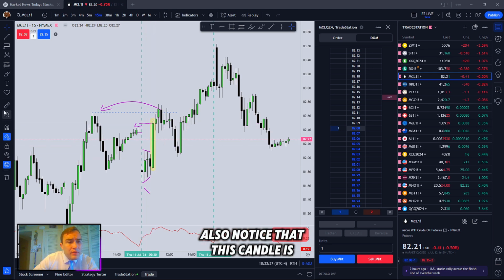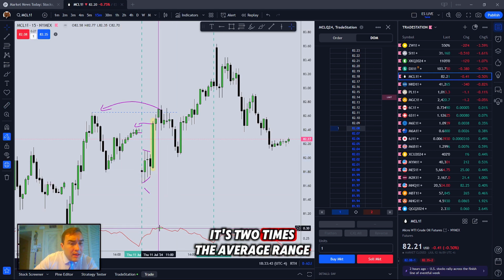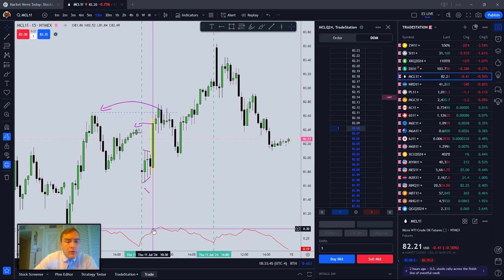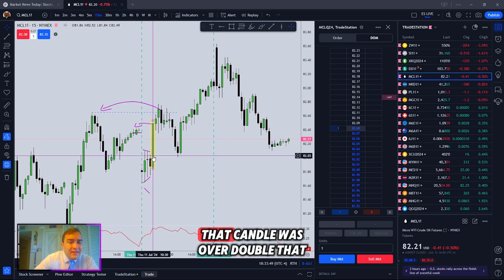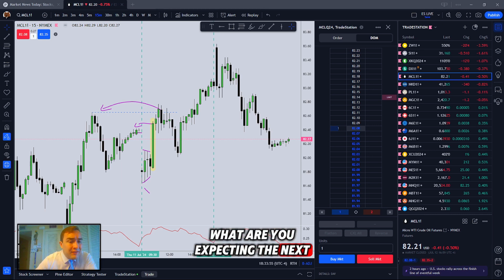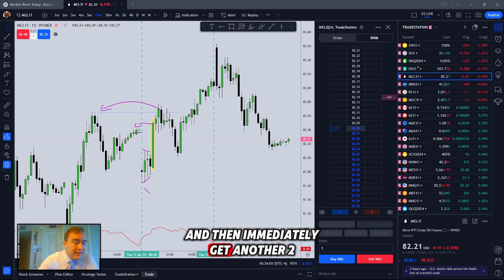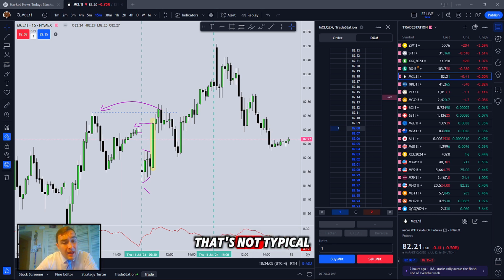Also, notice that this candle is 75 cents, where the average true range is 2 times the average range candle. So that 1030 candle, the average true range was 30 cents. That candle was over double that. So after you have such a large candle like that, what are you expecting the next 15 minutes to trade like? Probably a small candle. You don't typically get a 2 ATR candle and then immediately get another 2 ATR candle. That's not typical.